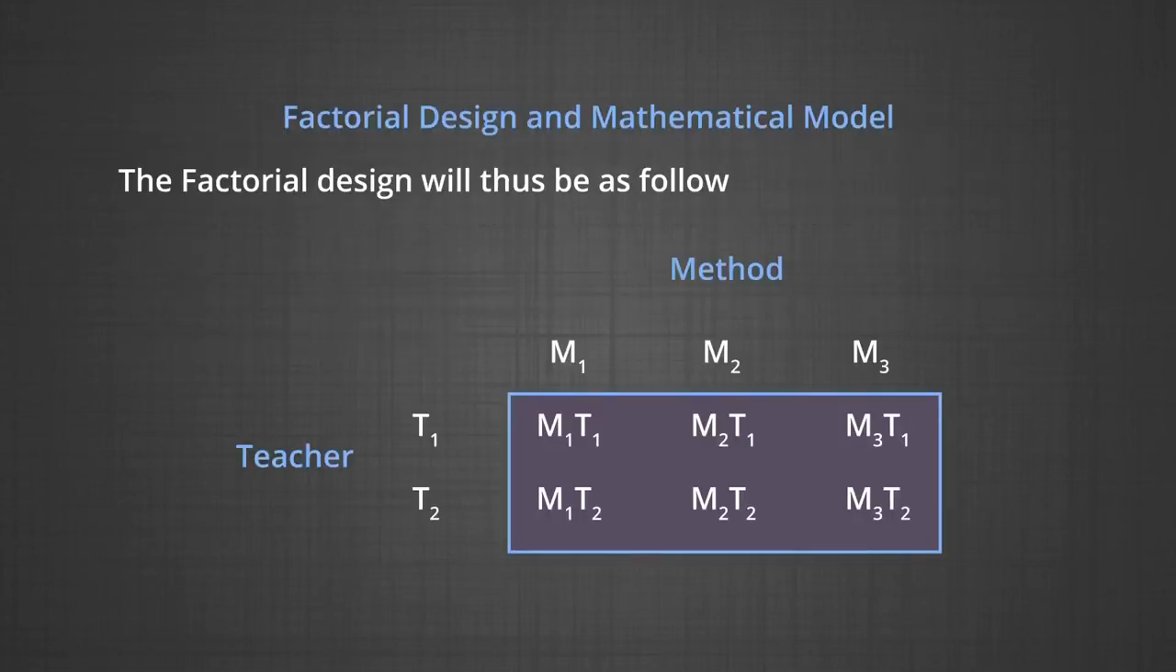Now, the factorial designs and mathematical model. Take a look at this. We have three levels of methods, M1, M2, and M3. And on the left, we have two levels of teacher, teacher 1 and teacher 2, or T1 and T2. And within this small diagram, we have M1T1, M2T1, M3T1, and M1T2, M2T2, M3T2.